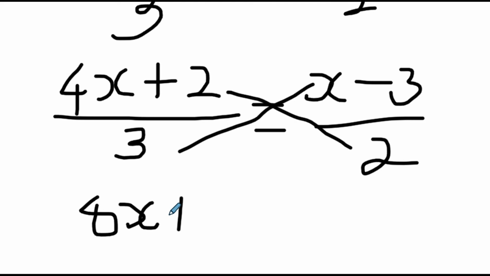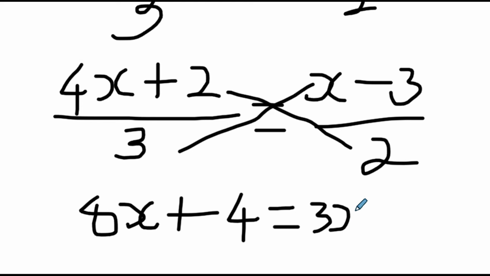plus what? 2 times 2 is what? 4, equals 3 times x is what? 3x, minus, why minus? Because of this minus here. 3 times 3 is what? 9.